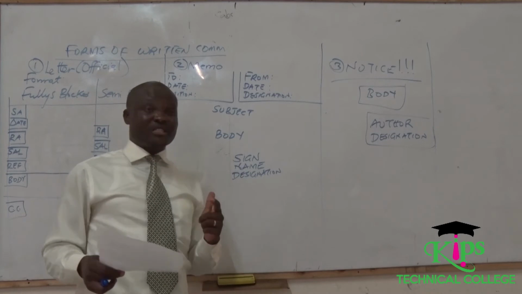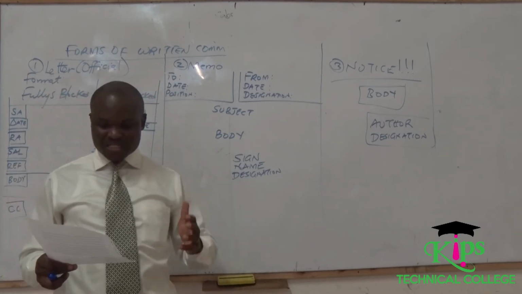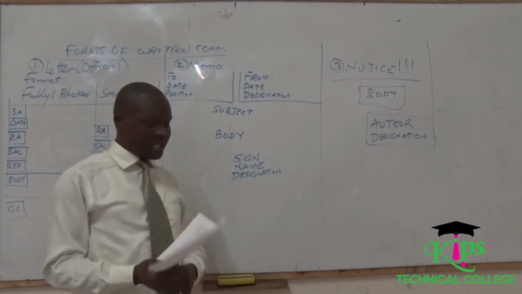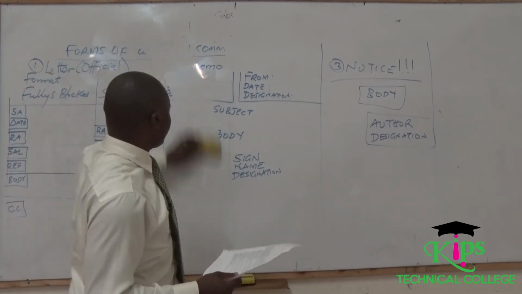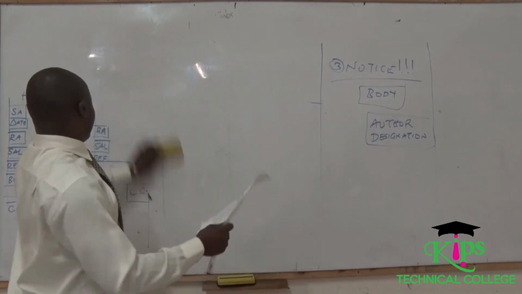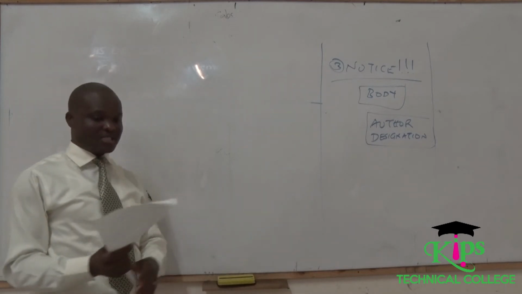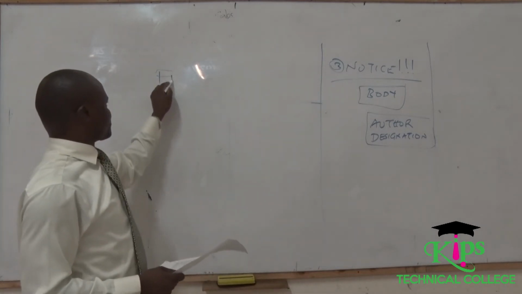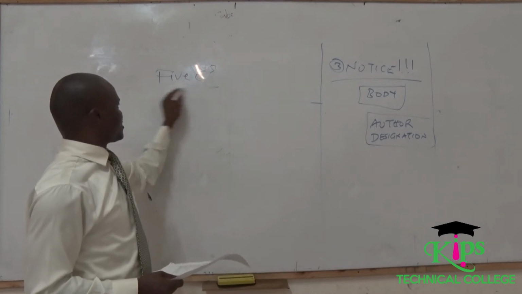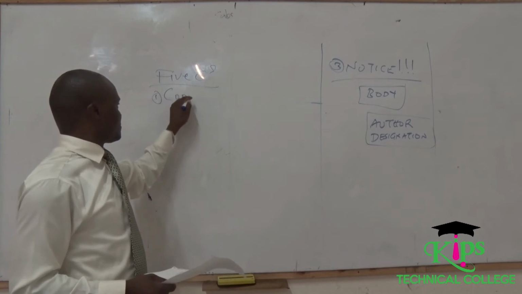Now, for effective written communication to take place, there are 5 items that are supposed to be obeyed under what we call the 5 C's of written communication. These 5 C's are going to assist us to understand what it entails. So, the 5 C's of written communication, one of them is connection.